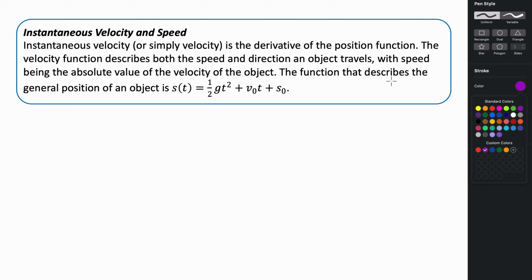If we have this position function, s of t equals 1/2 g t squared plus v sub 0 t plus s sub 0, this is the general position function. The g represents the gravity constant. It's about negative 32 feet per second squared, and in meters, it's about negative 9.8 meters per second squared. v sub 0 is our initial velocity, and s sub 0 is our initial position, or the starting height of our object. So let's go ahead and take a look at some examples using the instantaneous velocity.